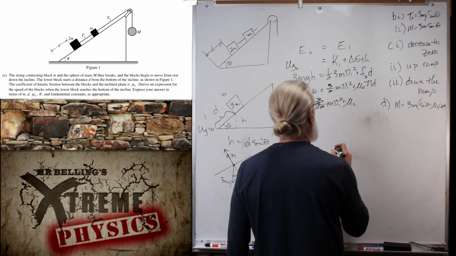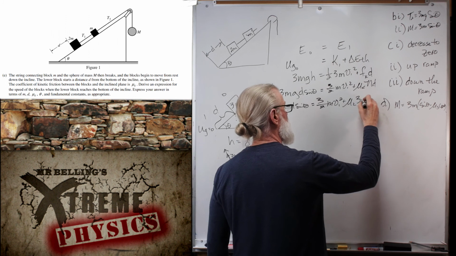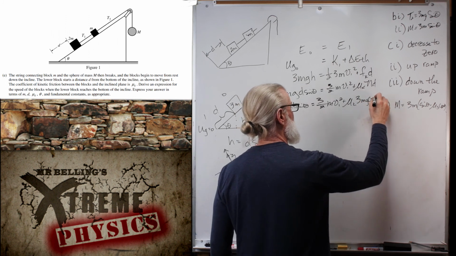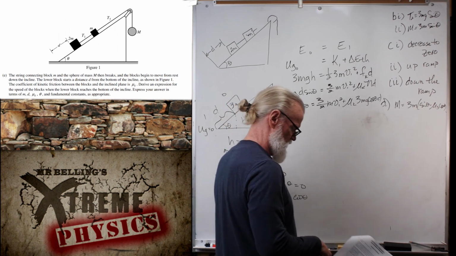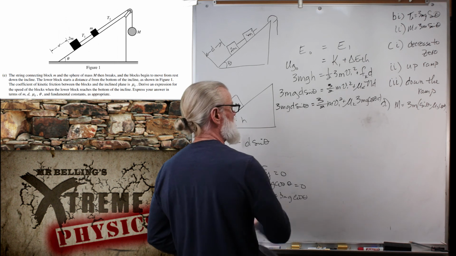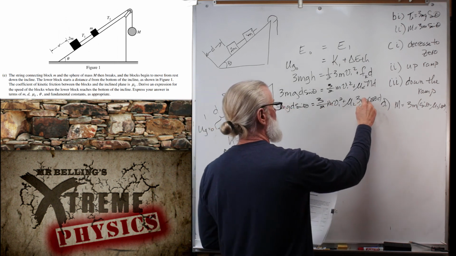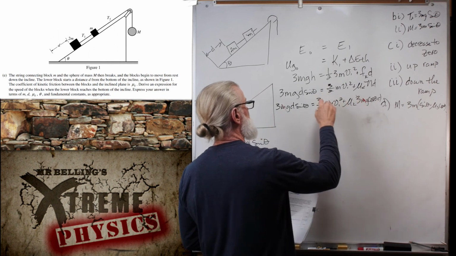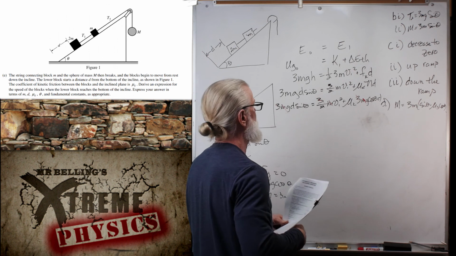All right, so what do we have? We had 3mg cosine of theta times d. Well, the m's can go away. I'll go in a different color. It's so messy. Let's go with red. Maybe you can see what's going on. The m's go away. Get rid of the 3's. It's about all I can get rid of.